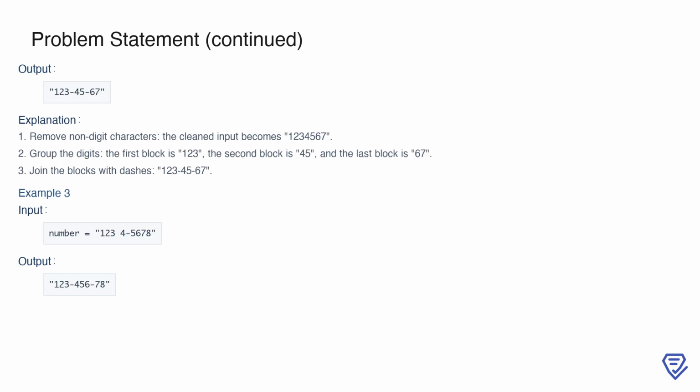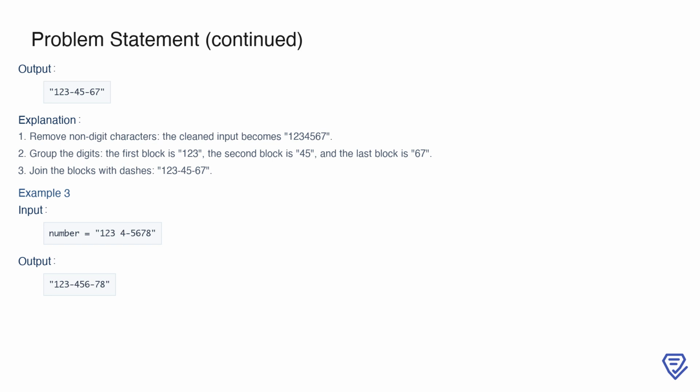Now consider a slightly more complex example with the input number equals "123 4-567". After cleaning the input, we get 1234567. We then start grouping the digits. The first block is 123, followed by a block of size 2, 45, and finally another block of size 2, 67. These blocks are then joined with dashes to give the output 123-45-67.